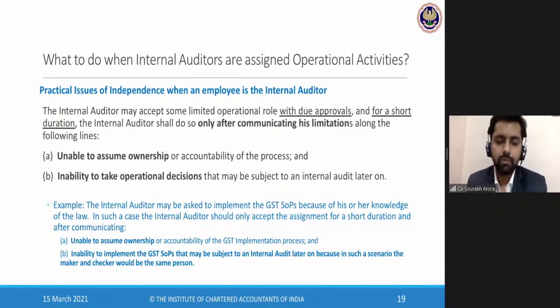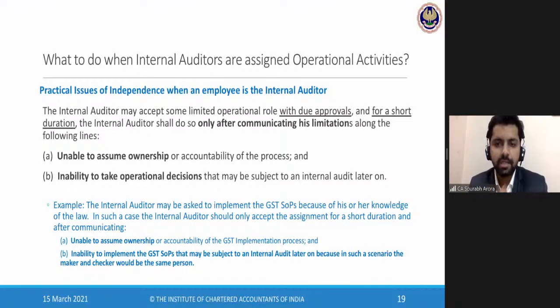So this was the thing that I was discussing above: what should we do when the internal auditors are assigned operational activities, and practical issues of independence when an employee is the internal auditor. So the internal auditor cannot refuse at all times, and he or she may have to accept some limited operational role with due approvals from the managers, etc., and for a short duration only. So it should not be a permanent responsibility. It should be for a short duration only after communicating his limitations.